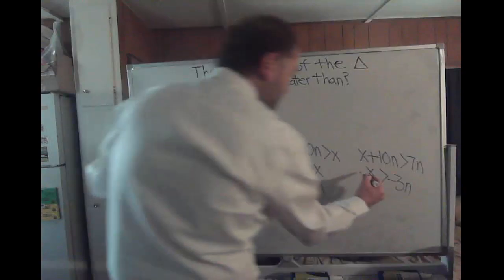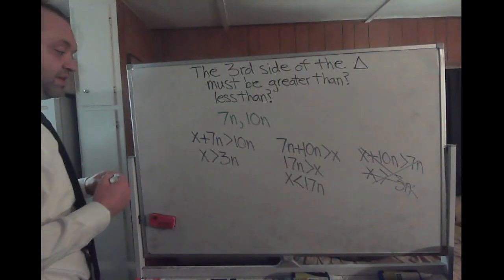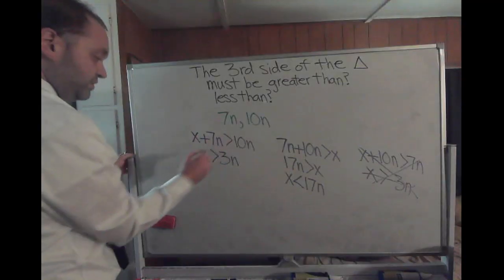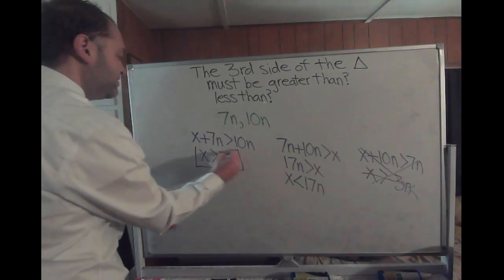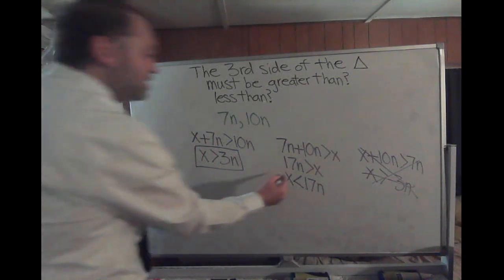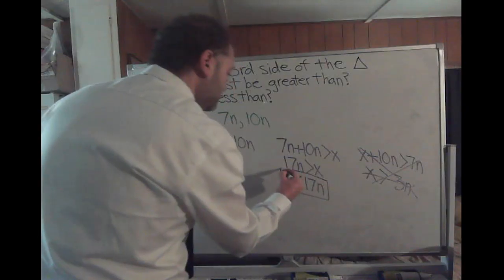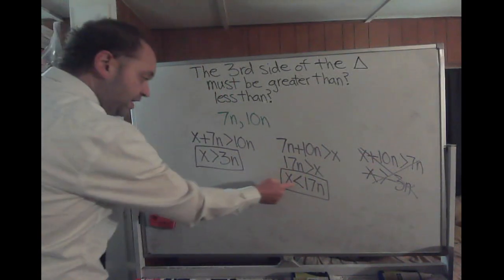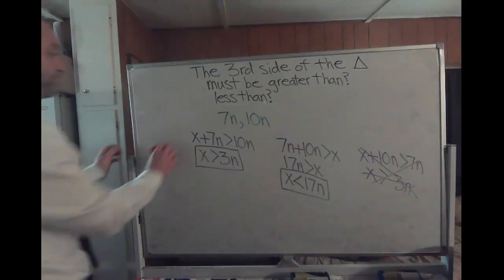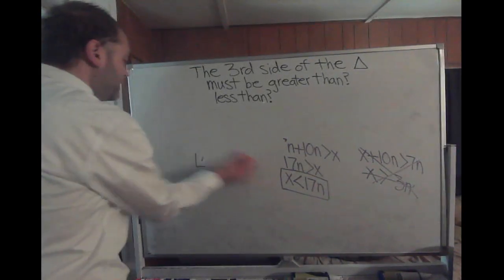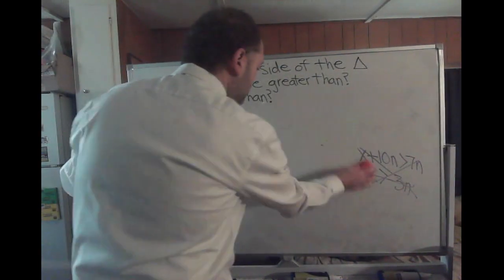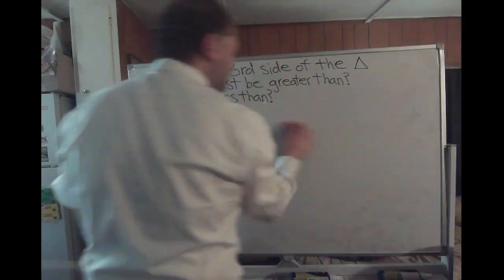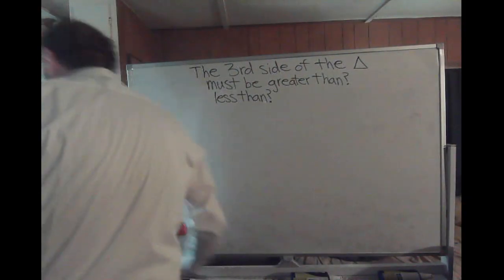Well, let's discard that right away. We don't want to have a negative length, so x, the length of the third side would have to be greater than 3n, but less than 17n. Those are the lengths of the third sides that you could have. Greater than 3n, but less than 17n. Alright, for real, one final one. It's a variable one, but slightly harder than the one we just did.